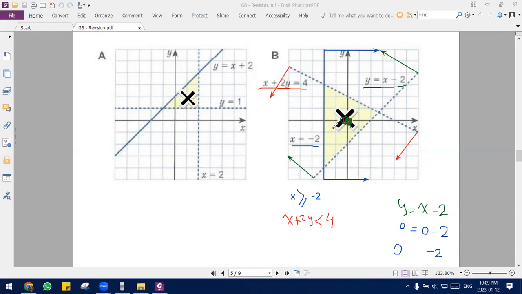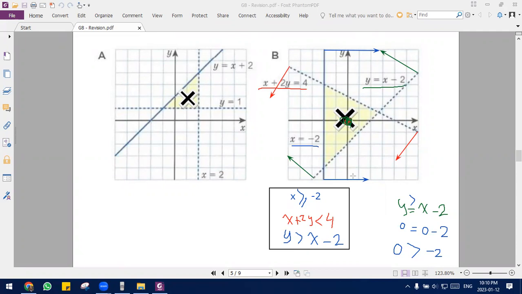And again, that point is inside the region, so it has to satisfy the equation. It means it has to be correct. So 0 is greater than minus 2. So we put it in the equation. So we say that y is greater than x minus 2. And these are the equations that satisfy the region. x greater than or equal to minus 2, x plus 2y less than 4, y greater than x minus 2.